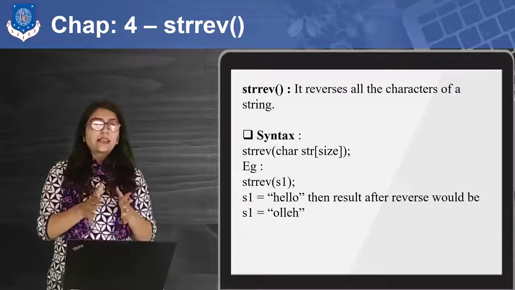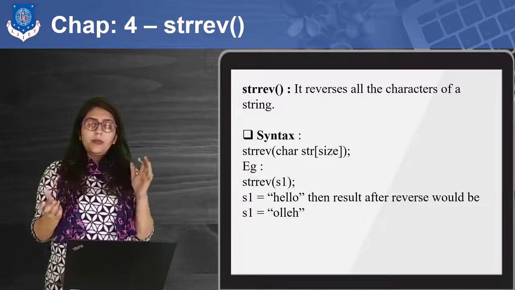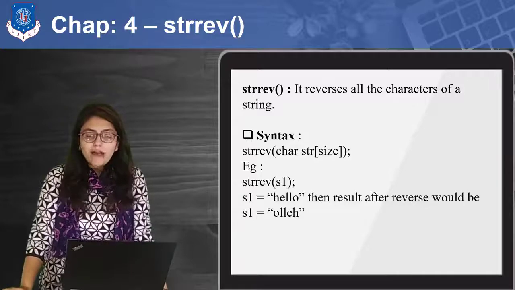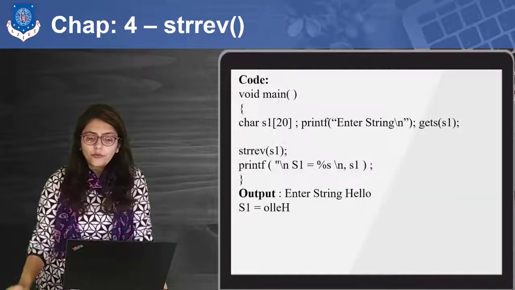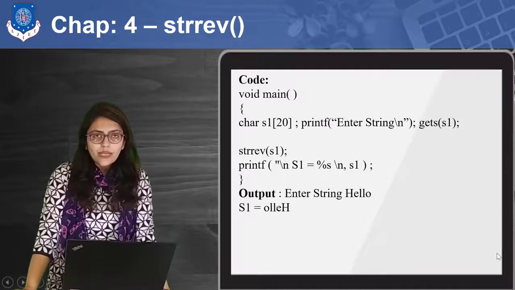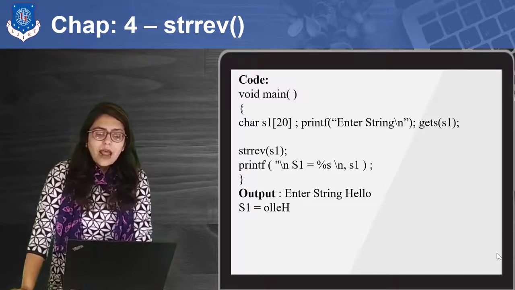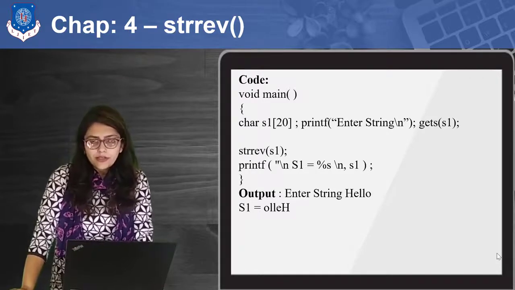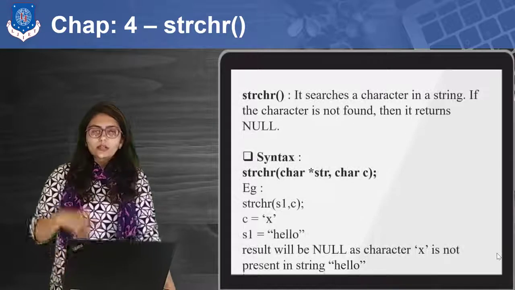So you cannot assign this reverse value to any other value. The reverse string will be on the string itself. I am also going to show you this function, so don't worry. Here is the code for this function, where I have taken one string S1 which is having 20 size, and after that I am reversing it. So hello is being reversed to OLLEH. So this is all about string reverse.